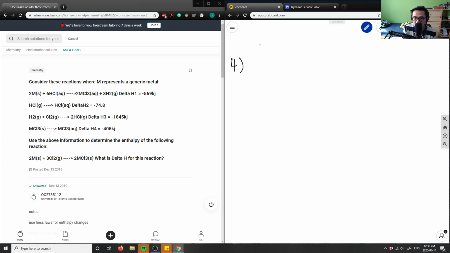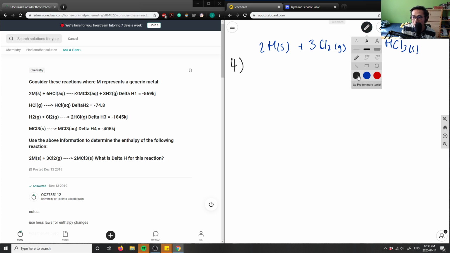So it says here it's 2M plus, this is our target, plus 3Cl2 gas yields 2MCl3 solid. So we want the delta H, the enthalpy of this reaction, right? So this is a grade 12 problem actually. I accidentally put a grade 12 problem here, but it's okay. We can look at this. For those in the U.S., you've probably seen this before.